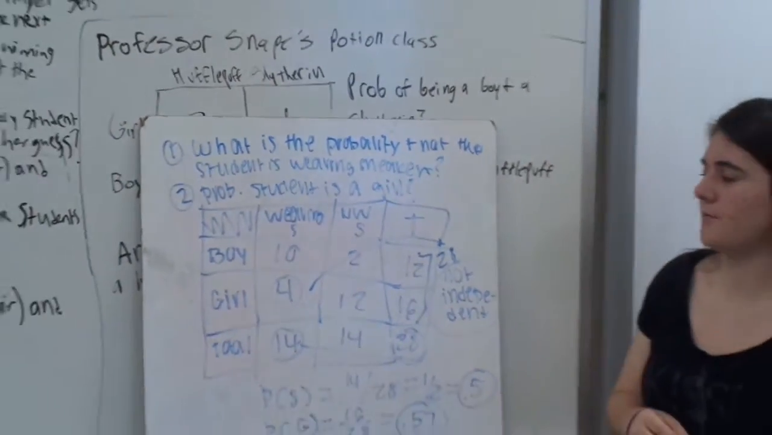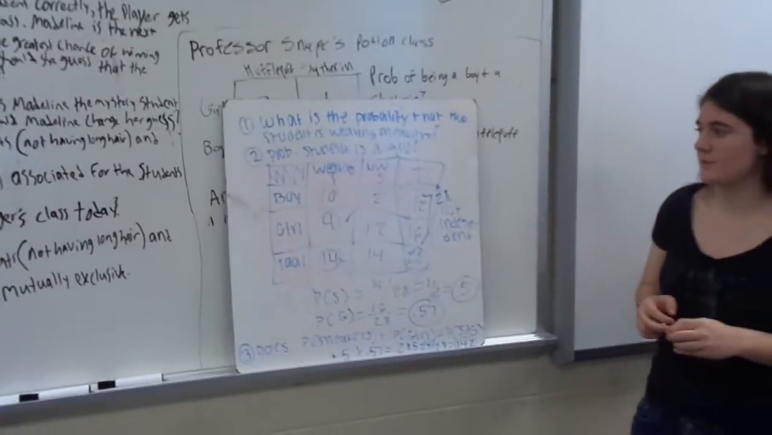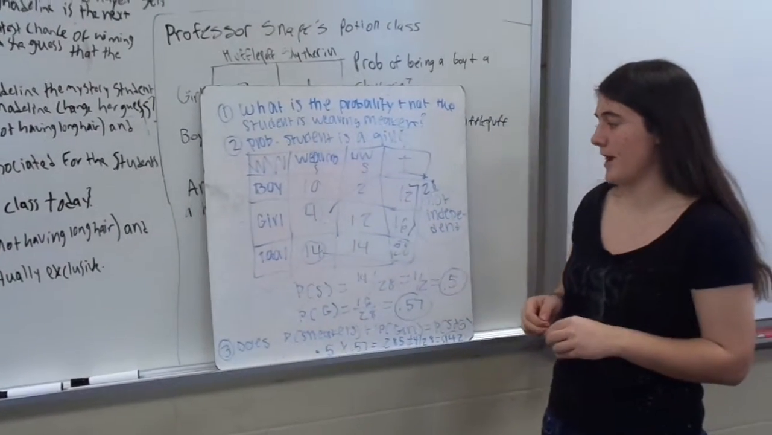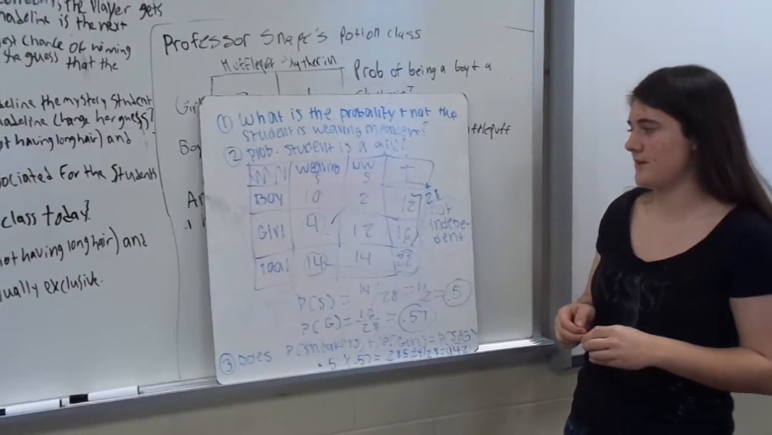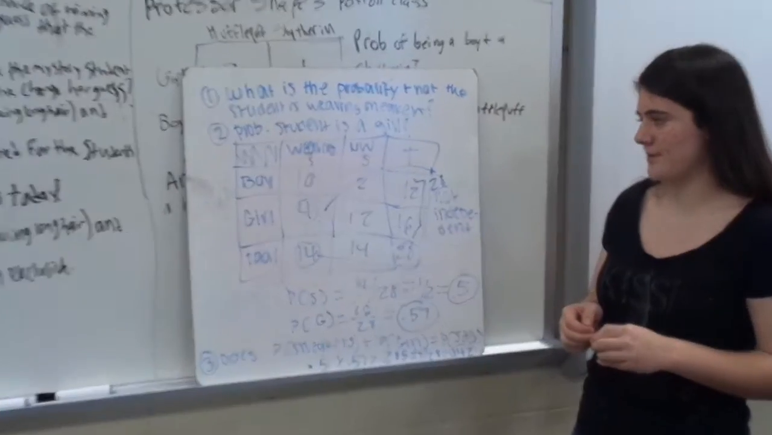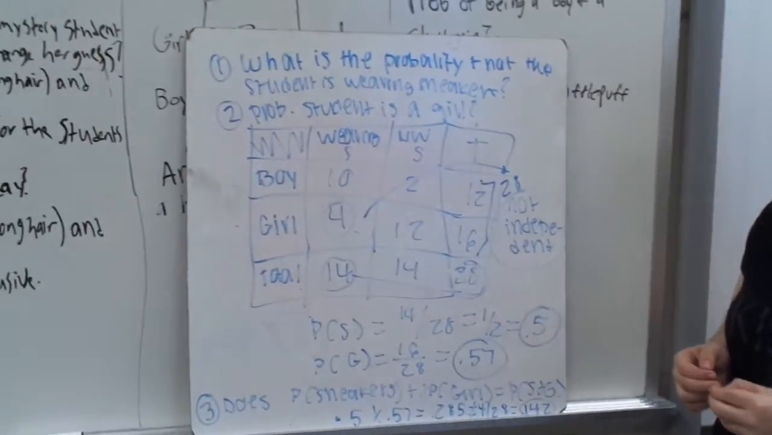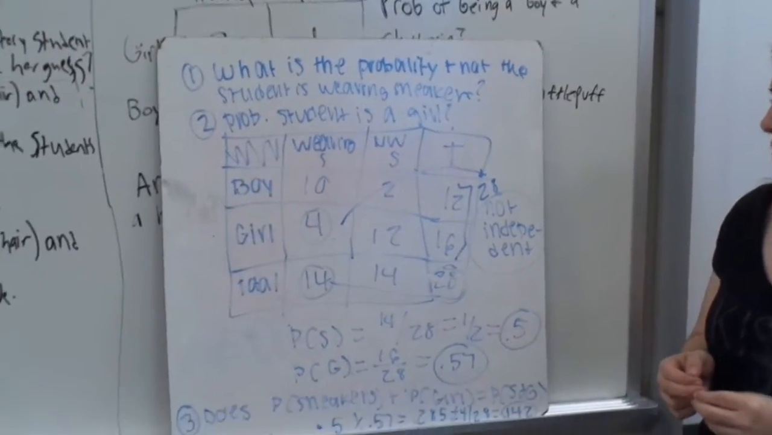The first question was asking, what is the probability that the student is wearing sneakers? We're given information that 10 of the boys are wearing sneakers and 2 of them are not wearing sneakers. We're also given the information that 4 girls are wearing sneakers and 12 of them are not wearing sneakers. So then we totaled that up.